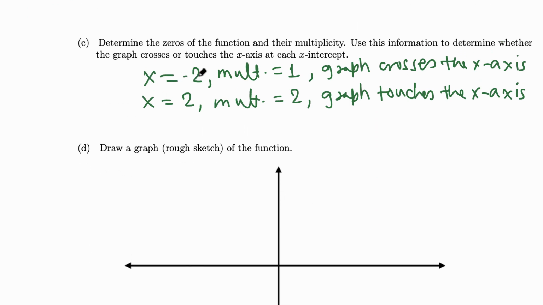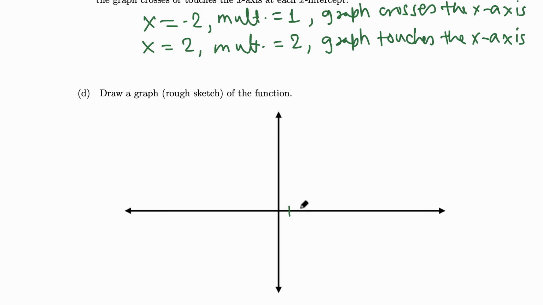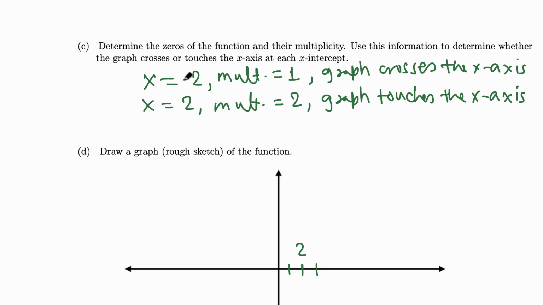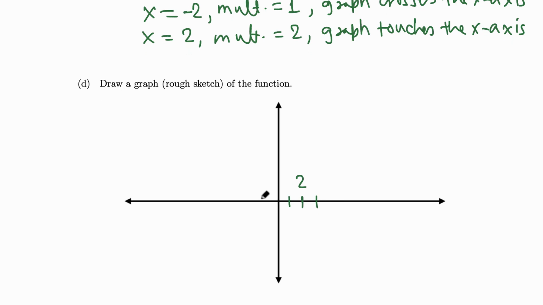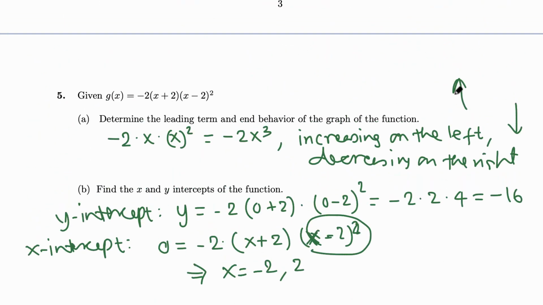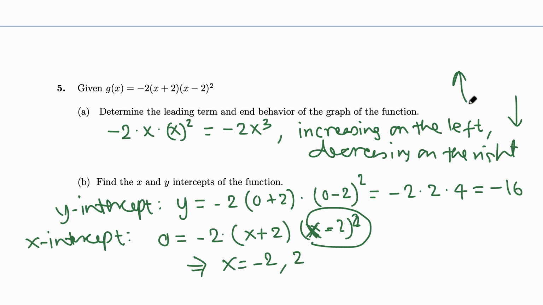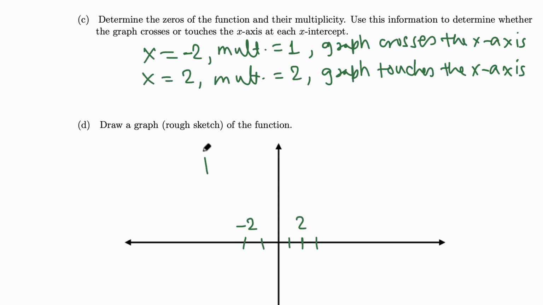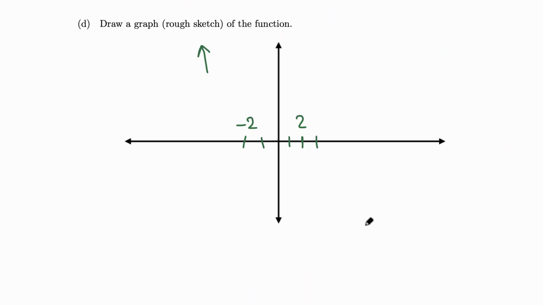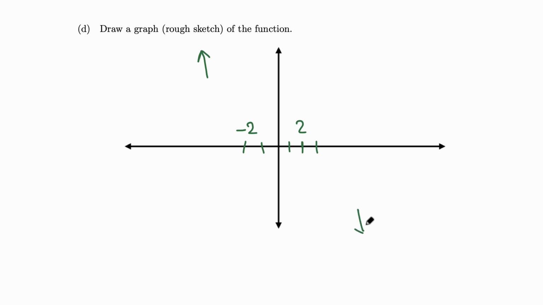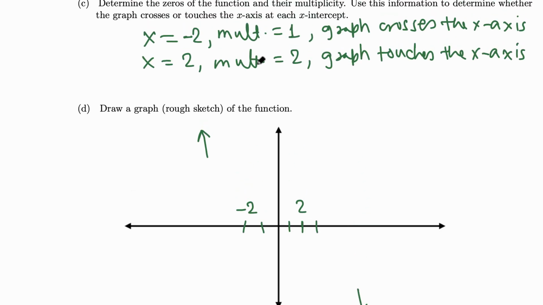So we got two zeros, -2 and 2. The graph at 2 touches the x-axis. So here is 2, and we have x equals -2, another x-intercept. And we know the graph is like this: on the left, it's increasing forever. On the right, we don't know what happens here, it's decreasing forever. And we know that at -2 the graph crosses the x-axis.